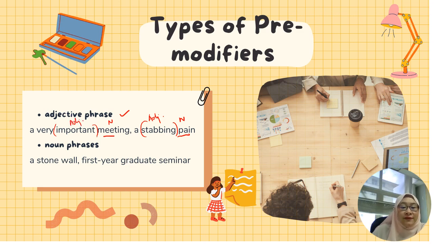And then noun phrase, it can be, for example, a stone wall, first year graduate seminar. So stone is a noun, wall is the noun, and this is another noun phrase modifying the word wall.